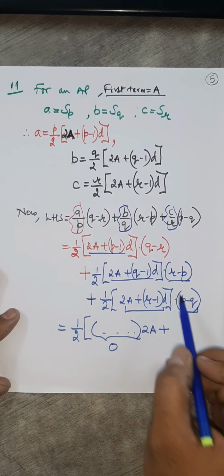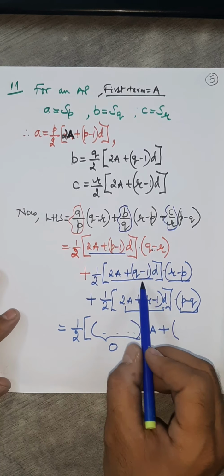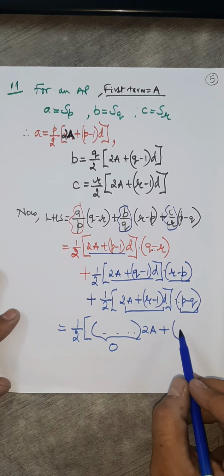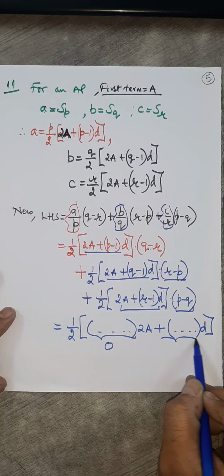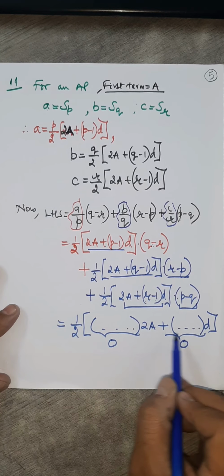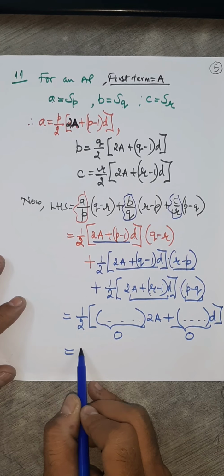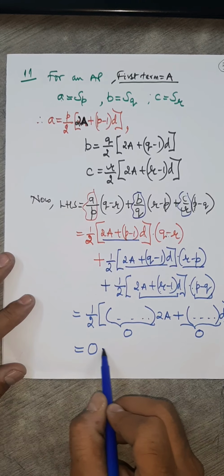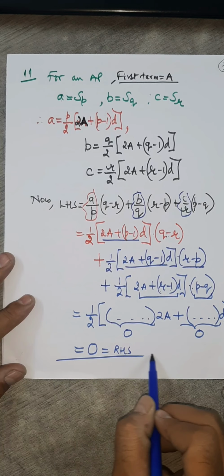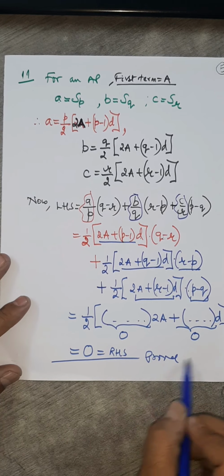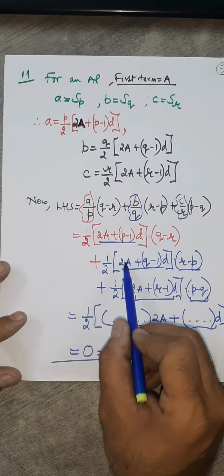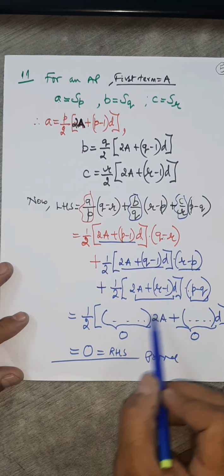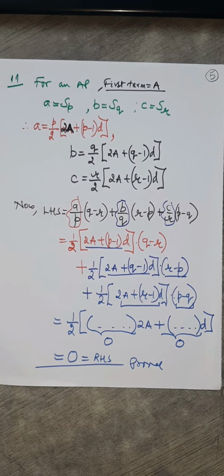And here you take d common. So p minus 1 into this, q minus 1 into this, r minus 1 into this. If you take d common, I'm sure here also you will get 0. So 0 into 2A, 0 into d. So we'll get the 0, which is just the right-hand expression. And therefore proved. This is simple algebra, remember. Once you place the values, you just open all the brackets, take 2A common, take d common. You will realize that all the terms will get cancelled. Internally, you'll get the 0. There is nothing.